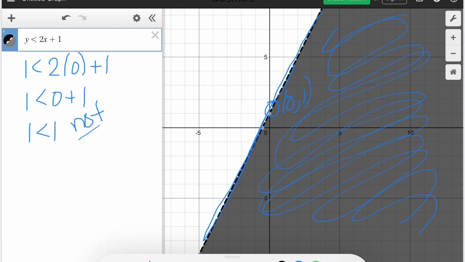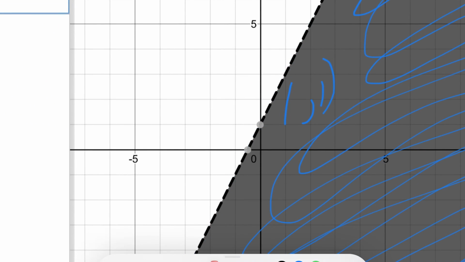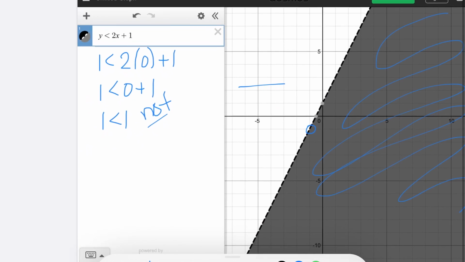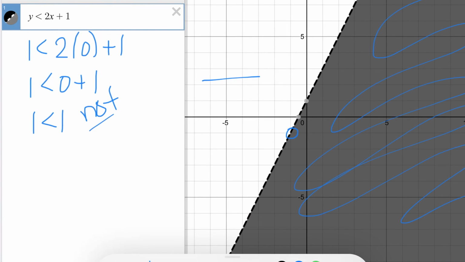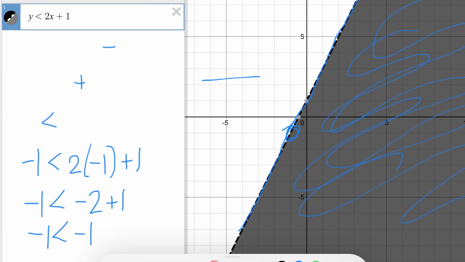If we take another point, I might need to zoom in a little bit to see. Let me find one that's actually on the line, and that is integers. How about right here? -1, -1. Let's say that I put -1 in for y and -1 in for x. Well, -1 is not less than -1, so that point doesn't work either. So all of the points actually on the dotted line will not work, but any point in the shaded area will. That's what we call the solution set, okay? The solution set is in the shaded area.